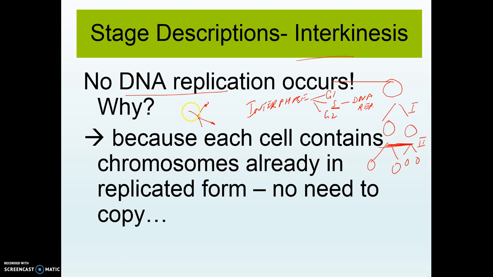So because the chromosomes have already duplicated in here, we don't need to go through all 3 phases of interphase. Yes, G1 will occur, G2 will occur, but not S phase. So this is why this is not called interphase, this is called interkinesis. This happens between meiosis 1 and meiosis 2. All right.